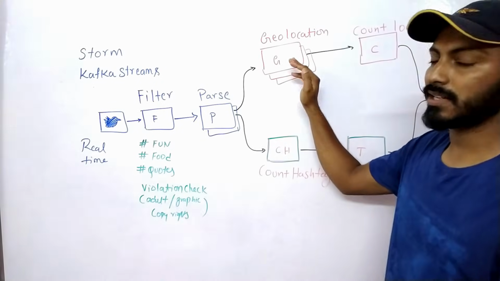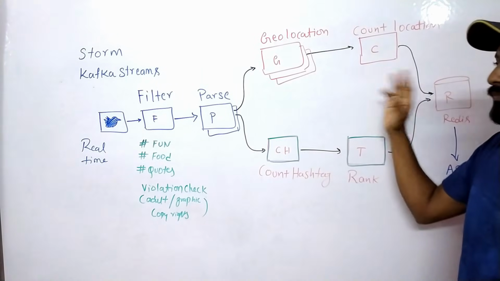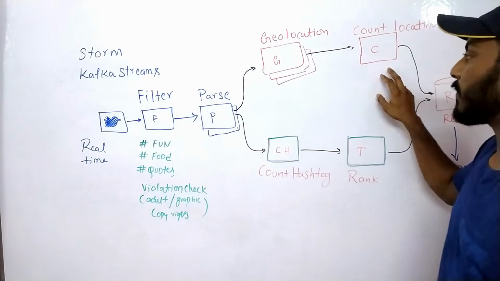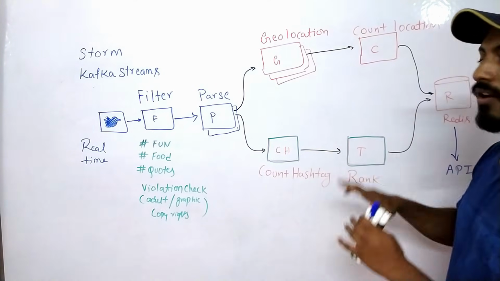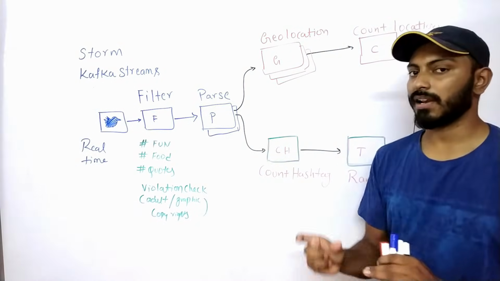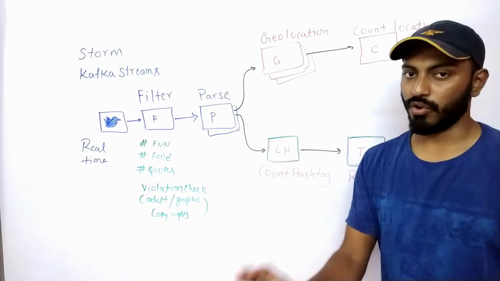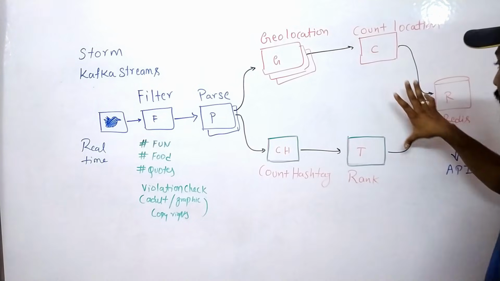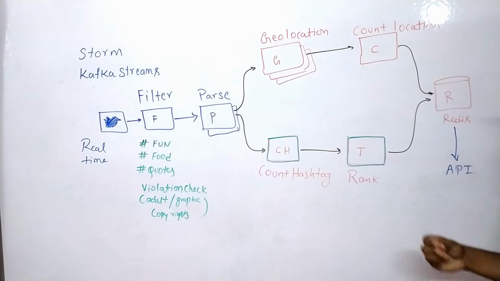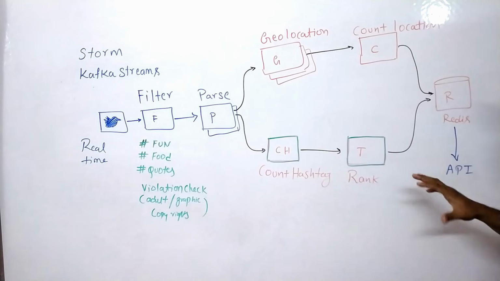It figures out that, and the same thing happens, like some window operation, to do a mapping of location to the hashtag on a window operation, and then figures out which particular hashtag belongs to which particular location. Then all this data is fed into the Redis. From the Redis, any API can read that data and it will be consumed by the Twitter front end or application. So that's how it works.